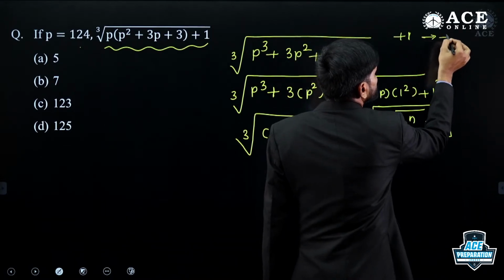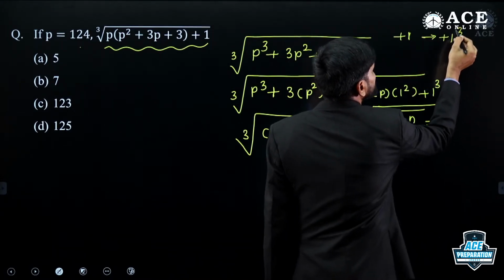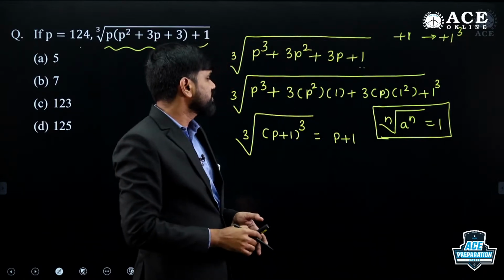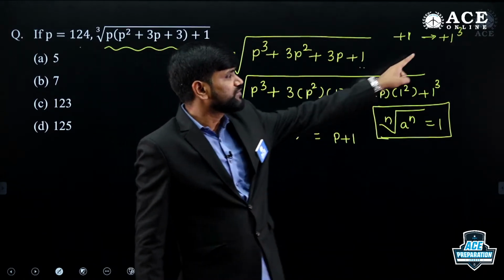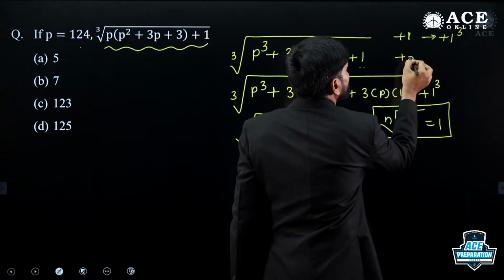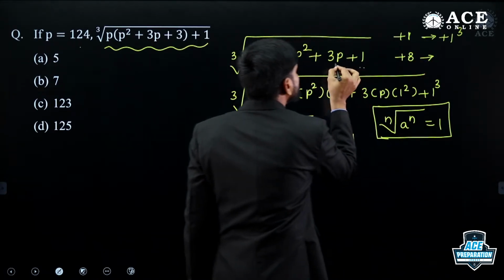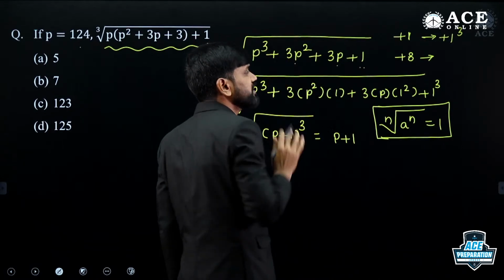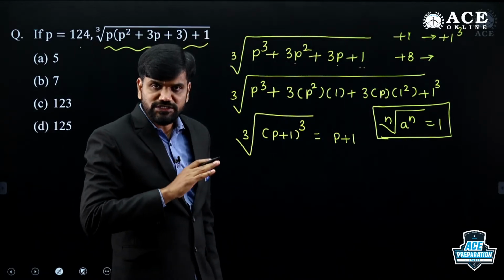This is nothing but plus 1 cube, I can say. Imagine this way, plus 1 cube. That's why your answer will be P plus 1 if it is 1 cube. Say suppose I am having 8 here. If 8 is given over here, other values inside will be adjusted accordingly, so you need not be worried about that.